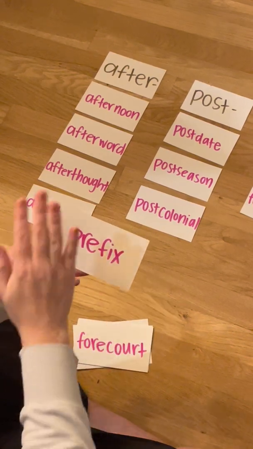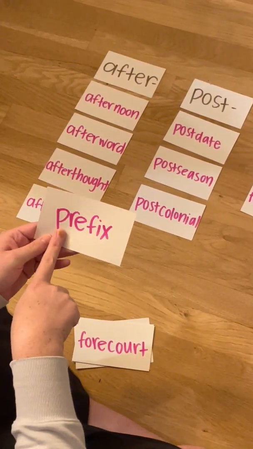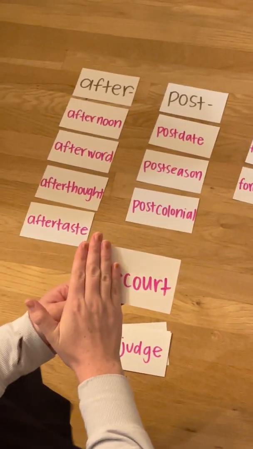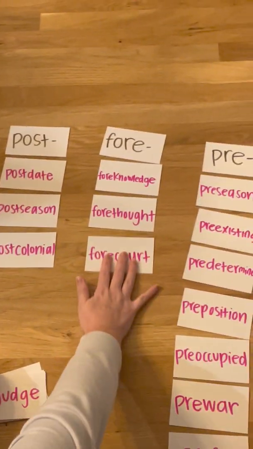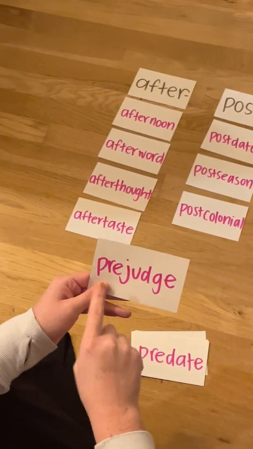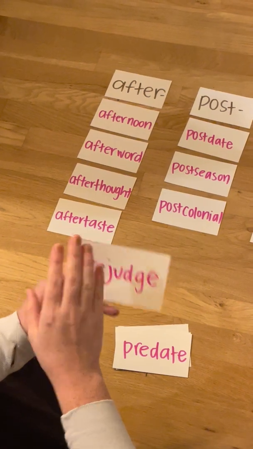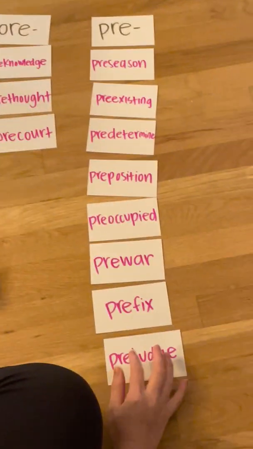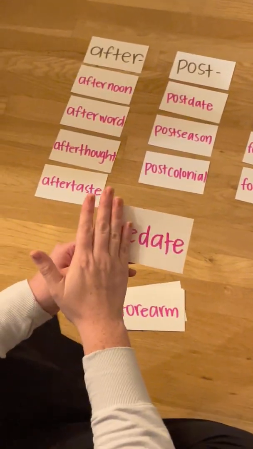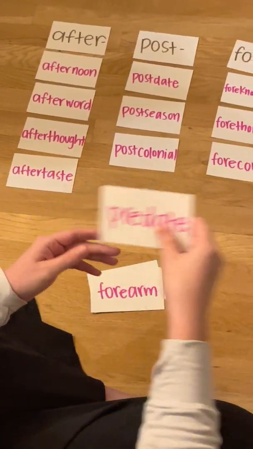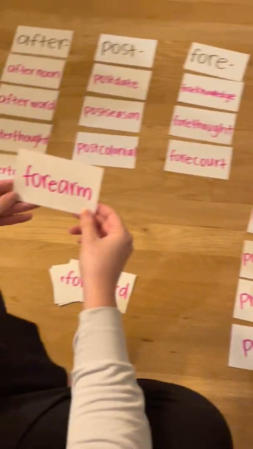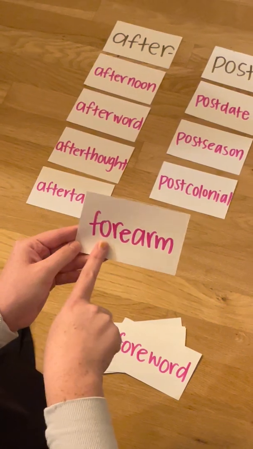Prefix, the word we're using this week. My base word is fix. Pre is my prefix. That's going to go here in the pre category. Forecourt, my base word is court. My prefix is fore. So that is going to go in the fore category. Prejudge, my base word is judge. My prefix is pre. This means to judge someone before. Predate, my base word is date. My prefix is pre. Next I have forearm. My base word is arm. My prefix is fore.